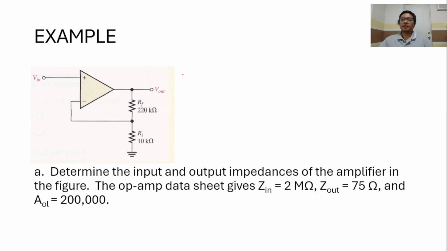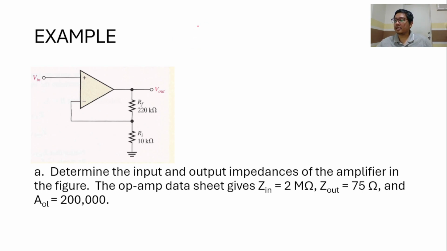Let us have an example. In our diagram, we have a non-inverting amplifier which has an RF of 220 kilo ohms, an RI of 10 kilo ohms. Letter A, determine the input and output impedances of the amplifier in the figure. The op-amp datasheet gives Zin equals 2 megaohms, Zout equals 75 ohms, and an open loop voltage gain of 200,000. We're going to compare the values on the datasheet with our calculated or computed values.